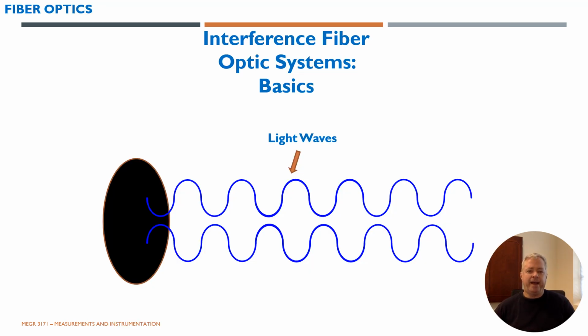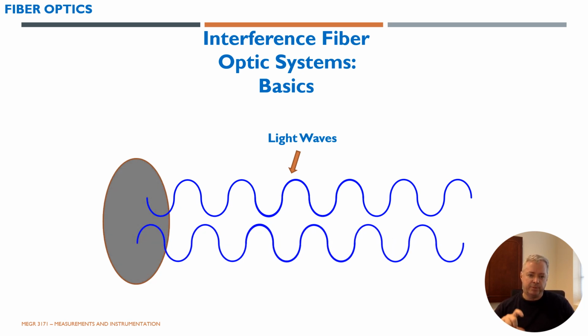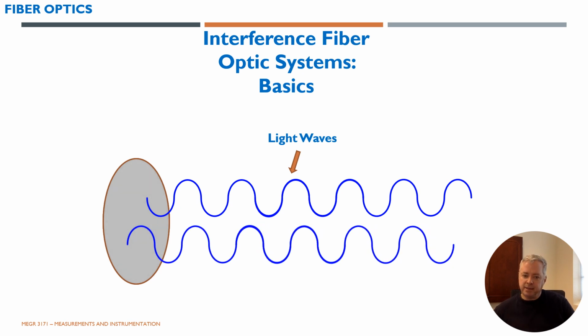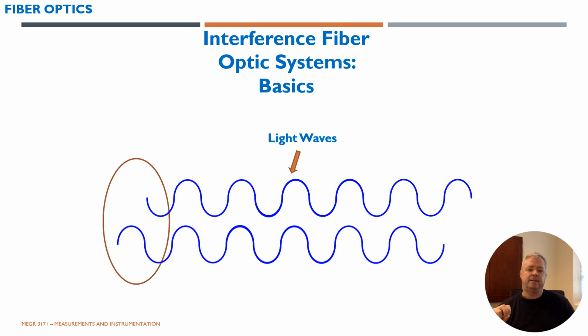So what you have is a fiber. The end of the fiber is shown in the black circle there. And you have a light wave that is going down the length of the fiber. It may hit something on the other side and bounce back. It may go all the way through. And what happens is, how does that light wave change based on whatever that sensor is doing?